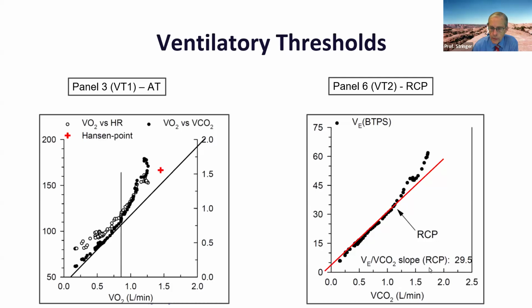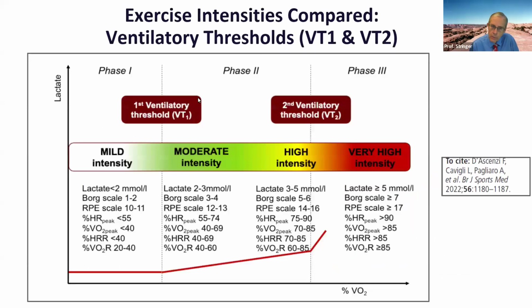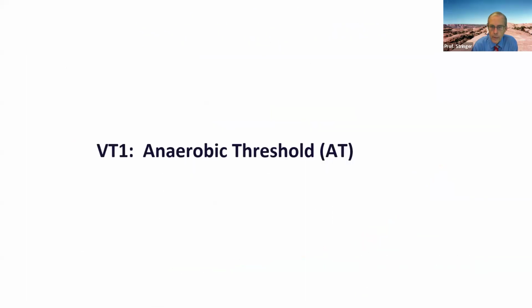So you put ventilation as a function of CO2 output. You draw a line in the initial part of it, and then when there's additional stimulation of ventilation relative to CO2 output, meaning there's some other source of hydrogen ion, that's where your respiratory compensation point is. So if you go back to this and you want to know where ventilatory threshold 1 and 2 is for that individual patient, you can do that as a percent VO2, you can do it as a percent heart rate, and you can give them a design and exercise prescription that will help them individualize their actual therapy.